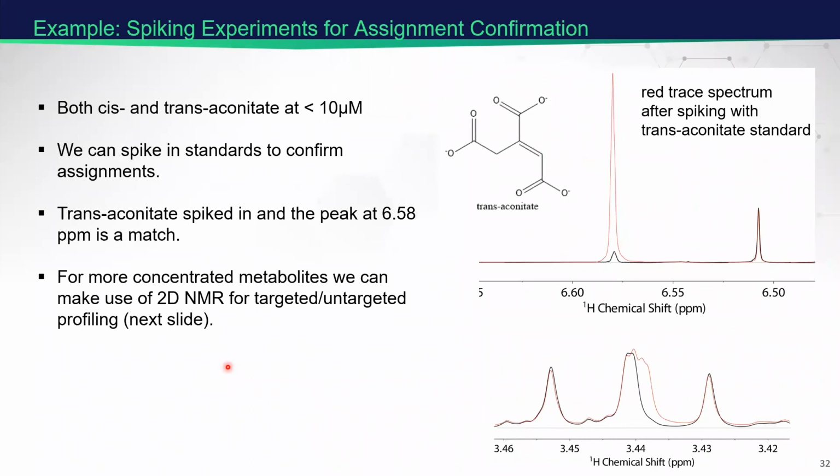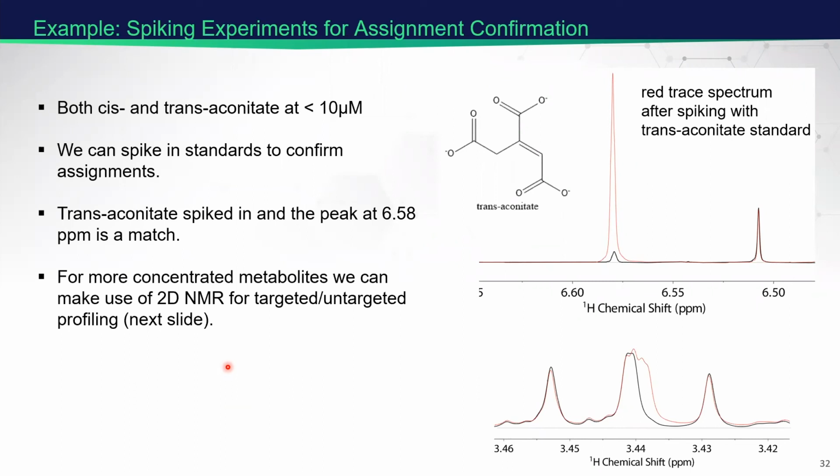And both of these happen to be in the extract that we studied, less than 10 micromolar, but still able to detect them quite nicely. If we need to make confirmations of low level metabolites like this, then we spike in a standard, which I've shown here.